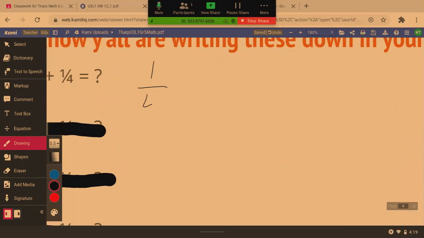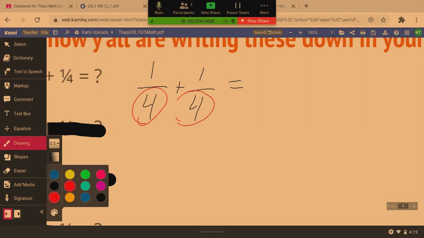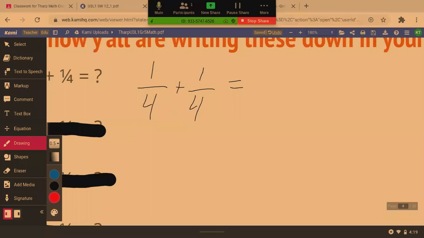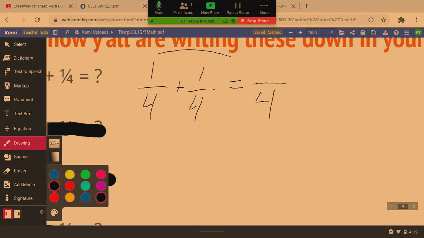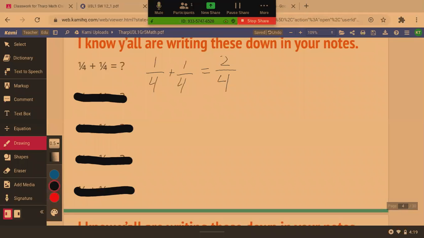So 1/4 plus 1/4. The denominators need to be the same. And look, they are. 4 and 4, those are the same. We're in luck. So this problem is pretty easy. The denominator is the same and we don't change it. Now all we add is the numerator. So 1 plus 1 equals 2. 2/4.